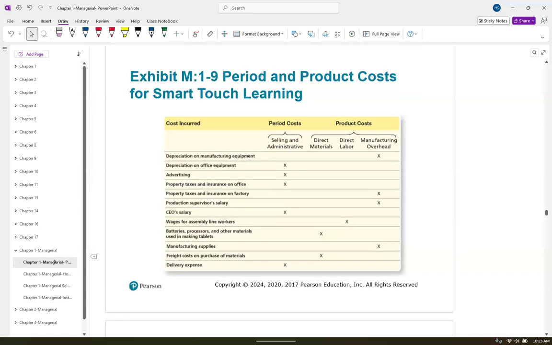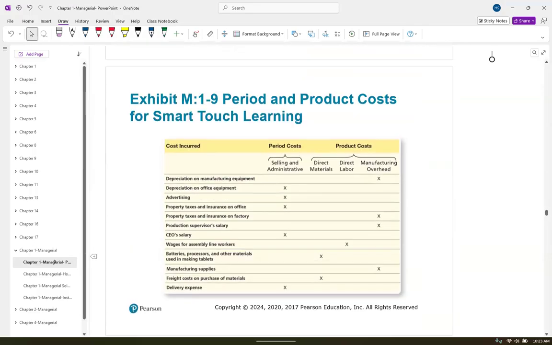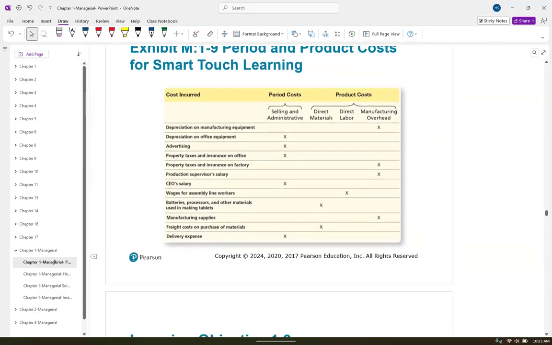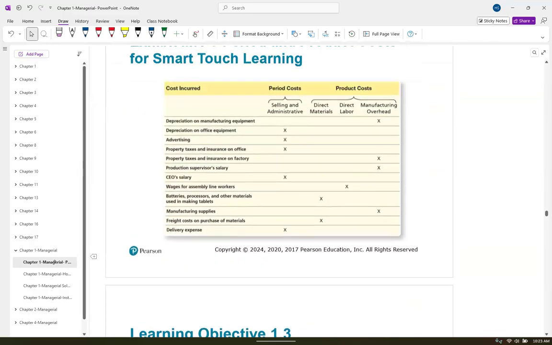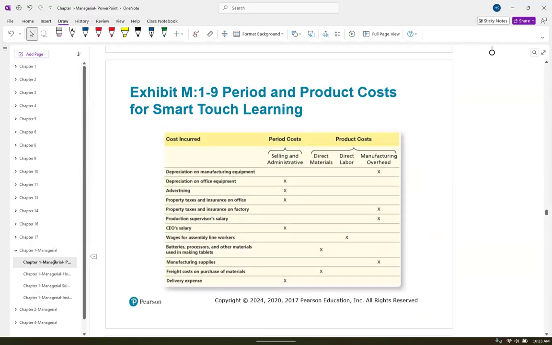So here's a really good problem with dissecting period versus product cost. I'm probably going to have a homework problem that'll look very similar to that. Okay. We are going to stop there. We did objective 1.1 and 1.2. We'll do 3, 4, and 5 in the next video.